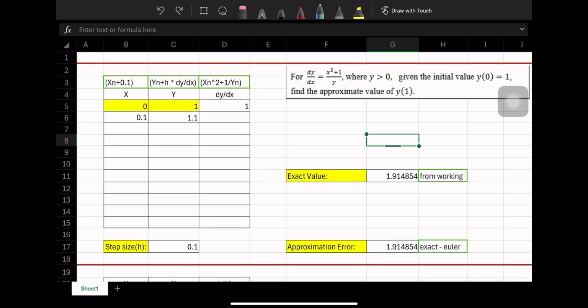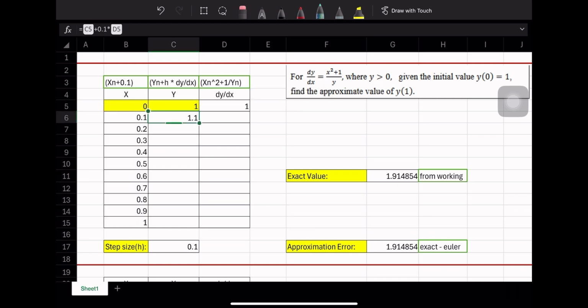To find the approximate value of y, I use Excel. The highlighted values in the y and x columns represent the initial state given from the question earlier. I use the formula x_n plus h, which is the current value of x plus the step size, which in this case would be 0 plus 0.1. Using Excel's drag down function, I filled the values of x up to 1.